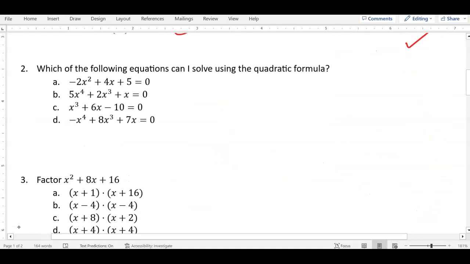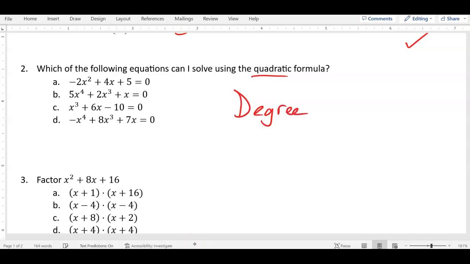Number 2, which of the following can I solve using the quadratic formula? Okay, so if it's quadratic, that means it's degree 2, which means the highest degree is x squared. Cool. So fourth and the third power, nope. Third power, nope. It's got to be A. Okay. Degree 2, the highest degree is 2.